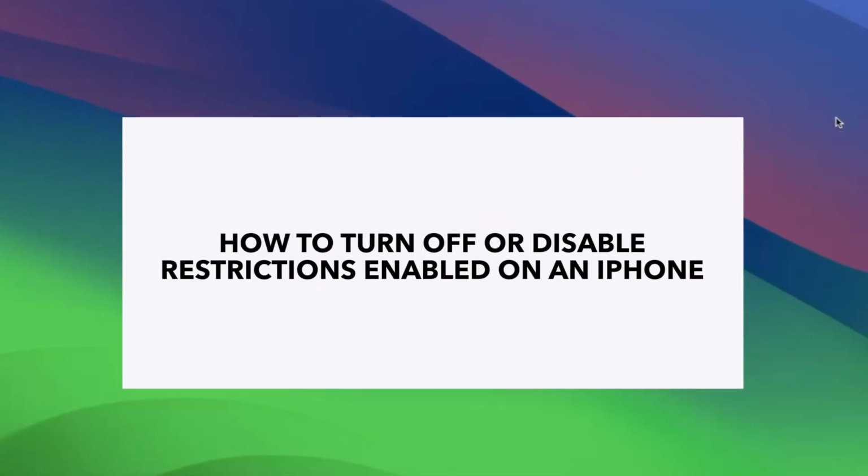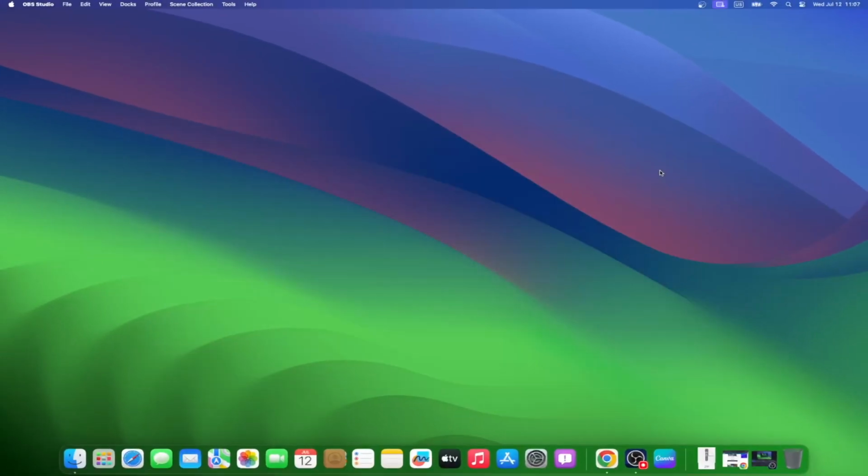Today I'll show you how to turn off or disable restrictions enabled on an iPhone. iPhones offer a feature called Restricted Mode that allows owners to set limitations on various functionalities. However, you may reach a point where you desire a more unrestricted experience. If you find yourself in that situation, you've come to the right place. It's time to break free.